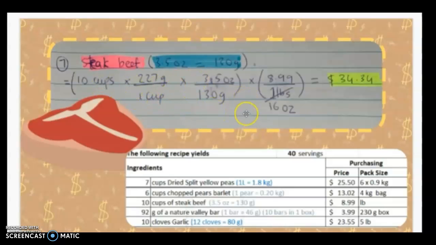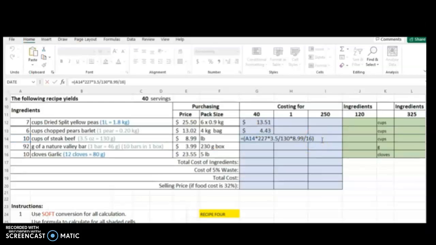We know both of the units match, so cups and grams all cancel out each other, times the price per unit, which is 8.99 divided by 1 lb, which is also equal to 16 ounces. So I just switched that to 16 ounces, and when I put that into my calculator, 10 times 227 times 3.5 divided by 130 times 8.99 divided by 16, I get 34. Let's put that on our Excel. So this is what my equation looks like.